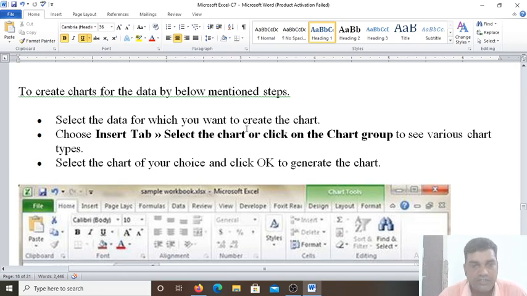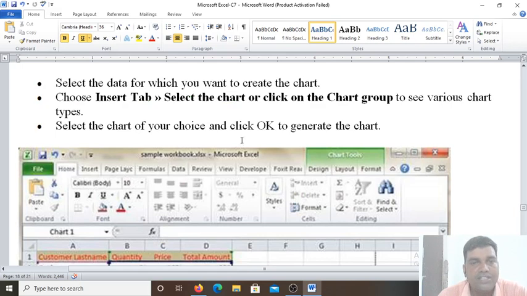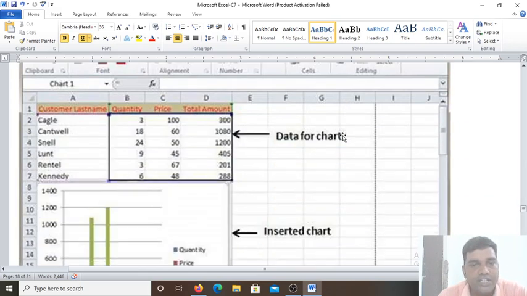We can also create a chart in the form of a chart sheet. This displays only the chart in the entire worksheet area. It is quite simple to create a chart in Excel. So how do we create a chart in Excel? First of all, we have to go to the Insert tab, select the chart or click on the chart group. To see the various chart types, select the chart of your choice and click OK to generate the chart.